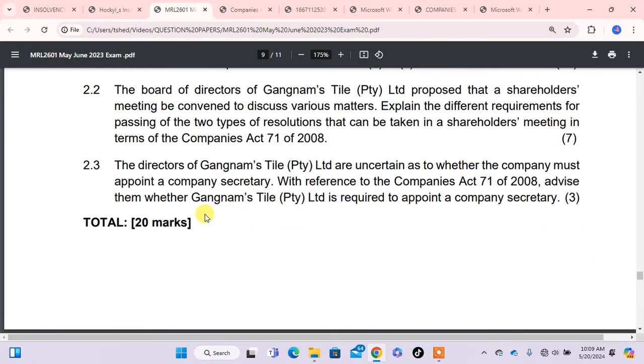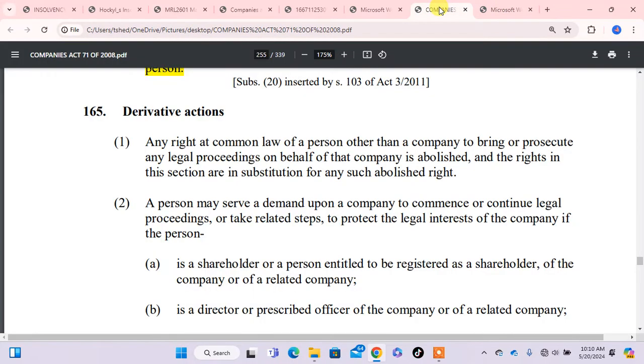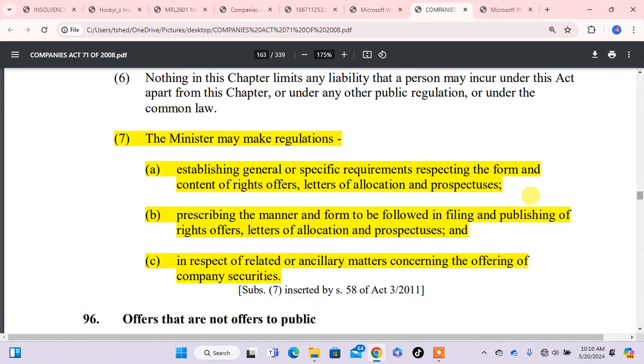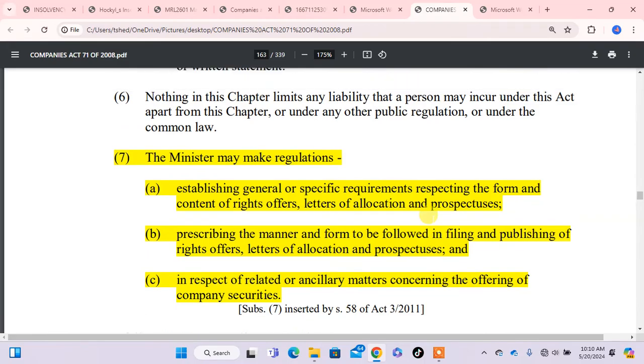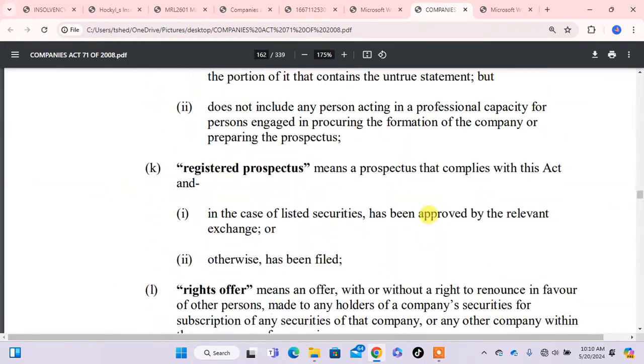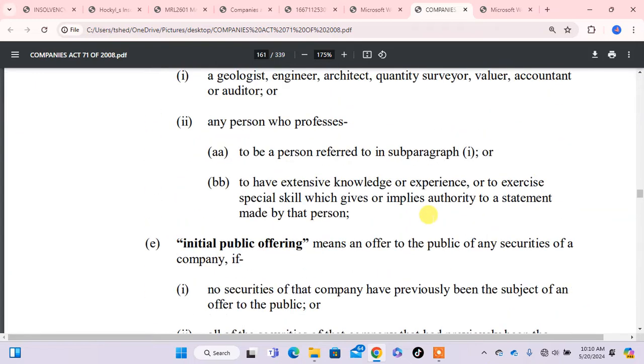Okay, question 2.3. The directors of Gangnam Tiles Ltd are uncertain as to whether the company must appoint a company secretary with reference to the Companies Act. Advise them whether Gangnam Ltd is required to appoint a company secretary. You must know that a company secretary is only mandatory to be appointed in the public company and state-owned companies, and not in the private company.